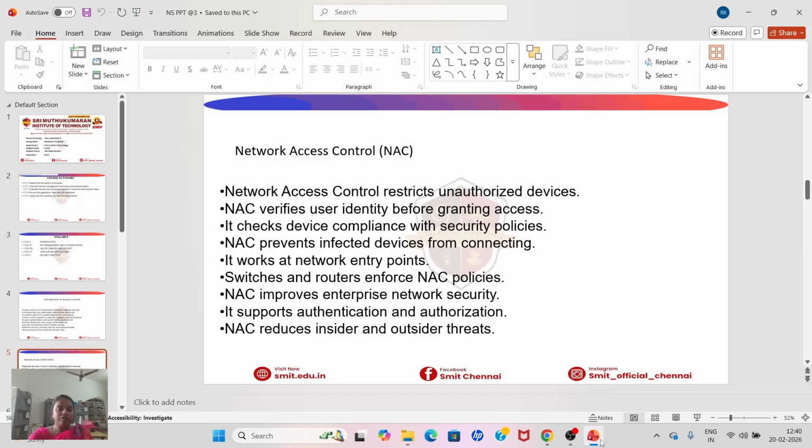There are two types of NAC: pre-admission NAC and post-admission NAC. Pre-admission NAC does a security check before allowing network access. Post-admission NAC does continuous monitoring after access is granted.